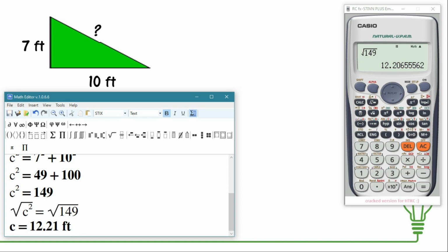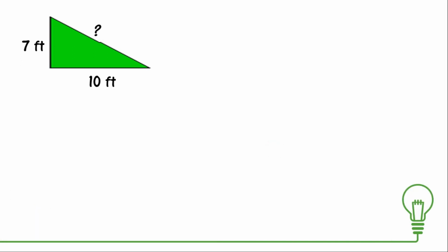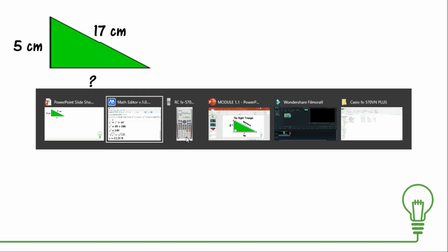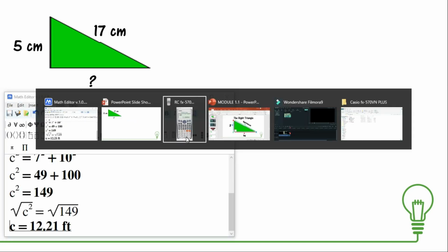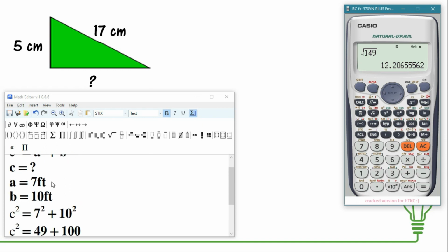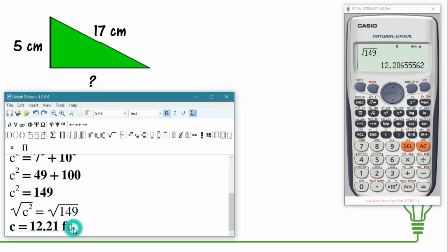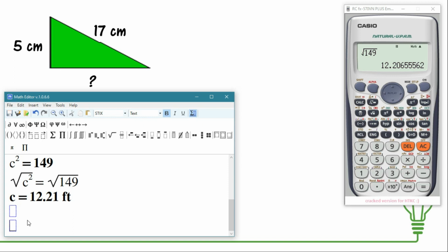Next, what if the problem tells us, or the problem illustrates that we are missing one leg, or we are to look for the leg of a triangle. Let's say, for example, in this right triangle, one of its legs measures 5 centimeters, and we are looking for the other leg. And then, the hypotenuse measures 17 centimeters.